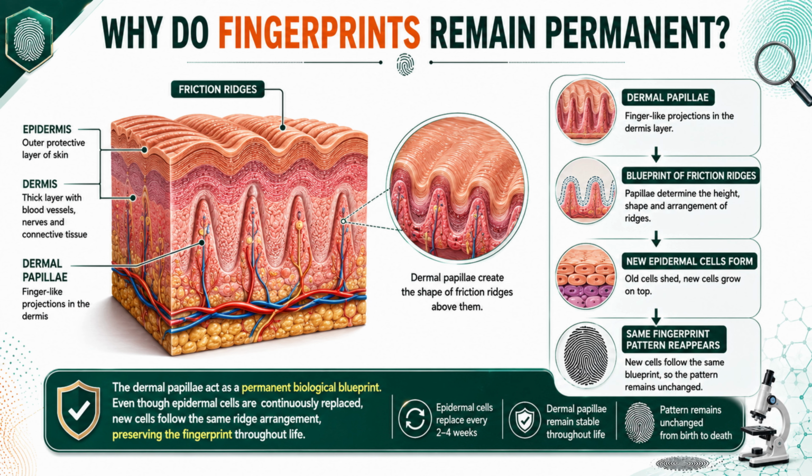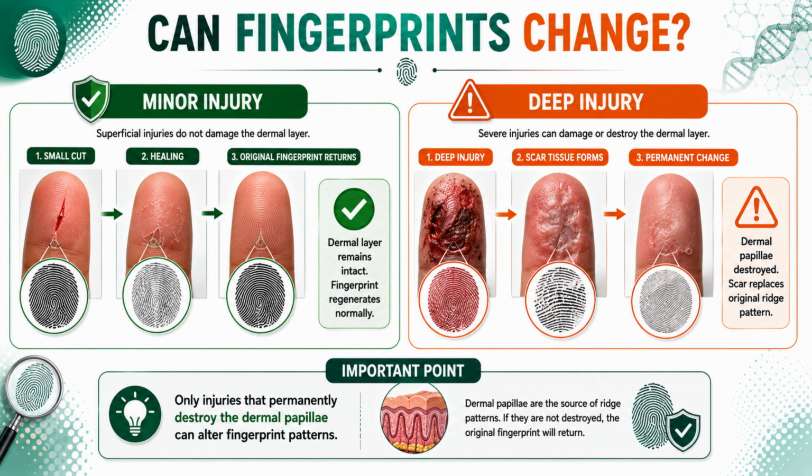Similarly, although our skin cells are constantly renewed, the ridge pattern remains unchanged because the underlying dermal structure remains intact. This is the scientific reason why fingerprints are considered permanent. Now, some students become confused when they hear that fingerprints remain unchanged. They ask, if a baby's finger is so small and an adult's finger is much larger, how can the fingerprints be the same?